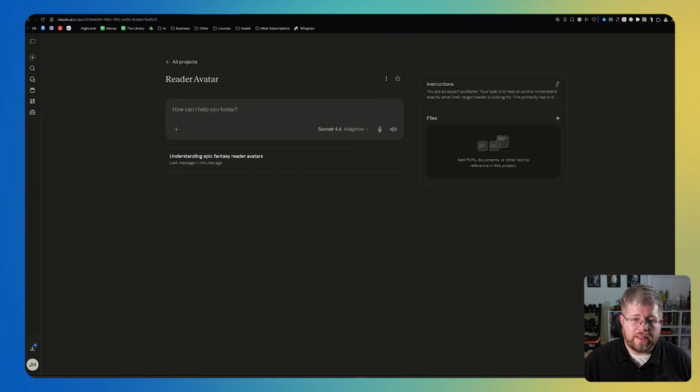So now that we've got the instructions in here, you want to come here to the chat, and before you actually get started on the chat, make sure you have a good model that you like. I'm using Sonnet 4.6 with adaptive thinking, so it might think more for certain tasks. And also here on the left, click on this little plus icon and make sure web search is enabled, because it will need to do some web search for this process.